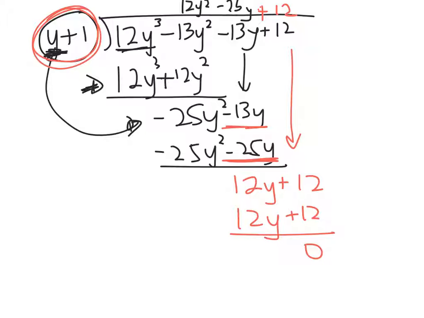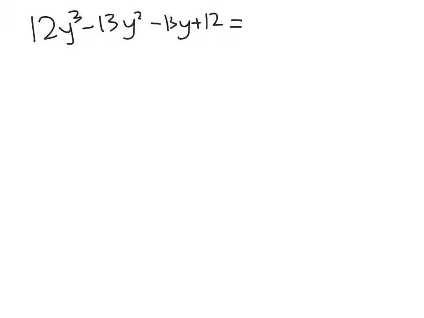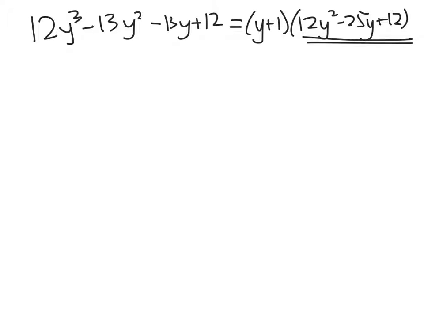I'm going to go to a new slide to do the next step. Alright, so here's where we're at. We're trying to factorise this. We've got 12y cubed minus 13y squared minus 13y plus 12. And now we've got it down to equals y plus 1 times the result of our long division, which is 12y squared minus 25y plus 12. So what we've got to do now is factorise this. So that equals y plus 1 times something something.